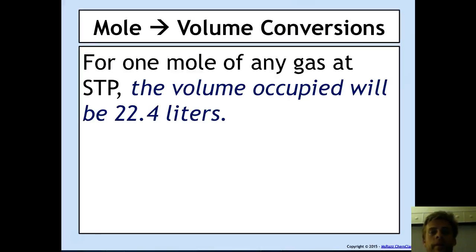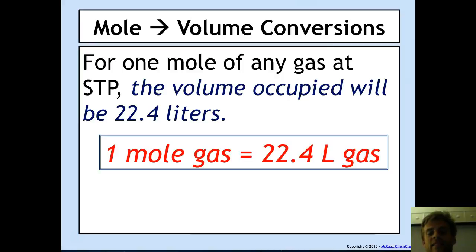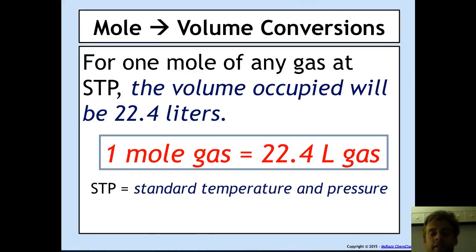Now, again, the weird thing about this is this only applies to gases. So 1 mole of gas is equal to 22.4 liters of gas, as long as it is at a certain set of conditions we call STP, or standard temperature and pressure. What is STP? Well, it's basically a generic set of conditions that scientists have come up with, and under these conditions they derived it mathematically, how much volume a mole of gas would occupy. So they used a gas law that we'll learn later on in the year to come up with this number. But here's what it is.